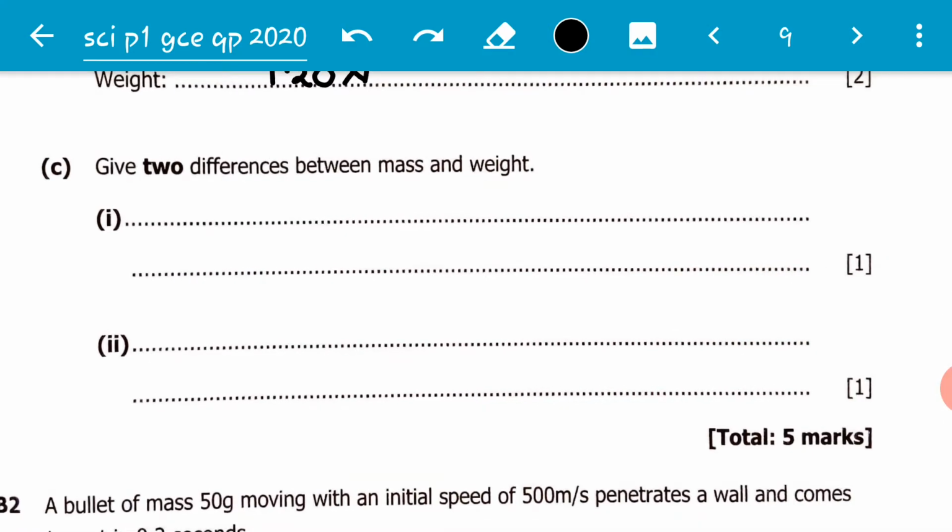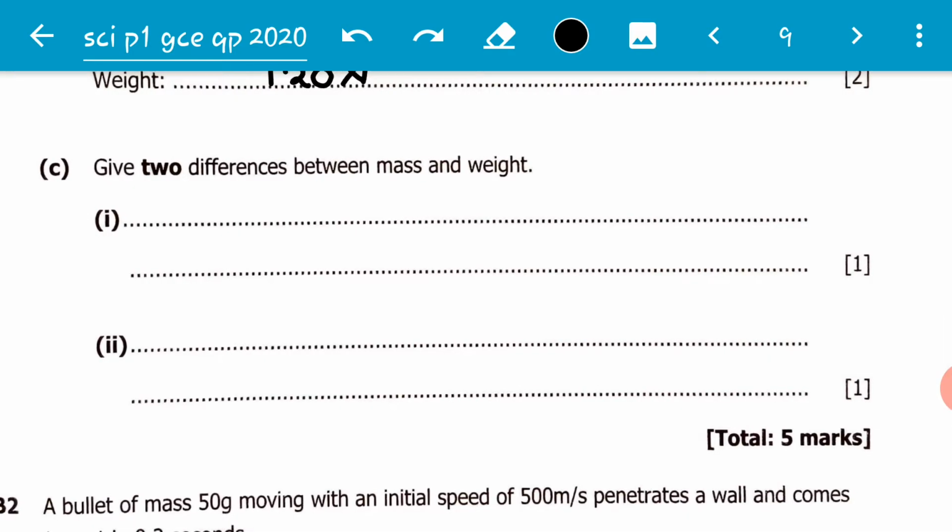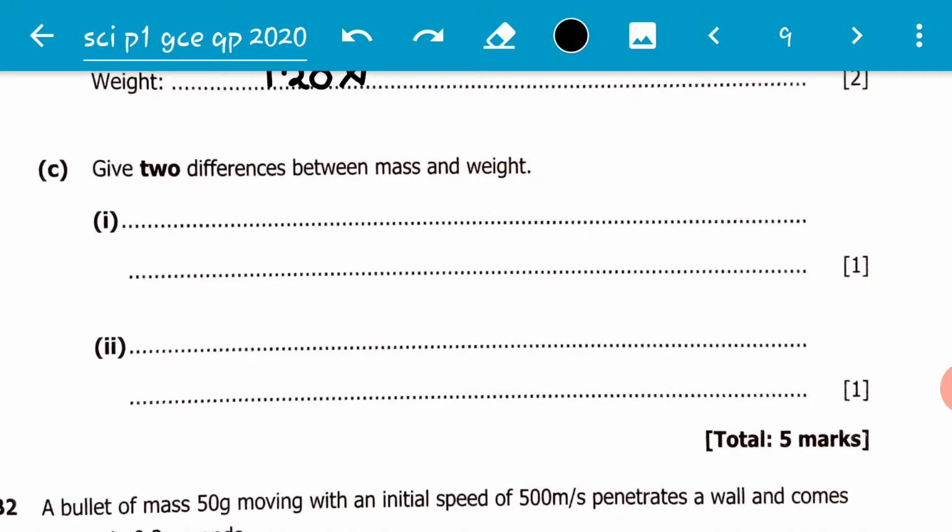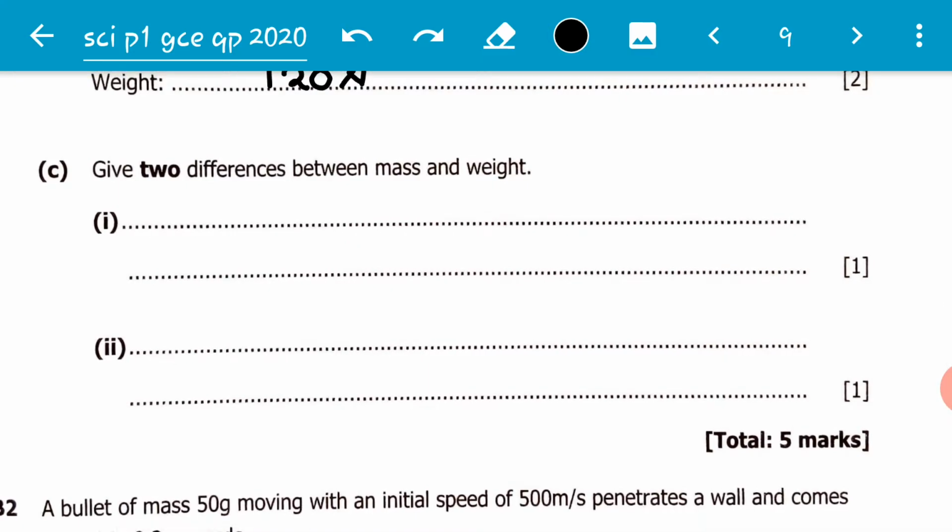Now, each time you write differences, this is a comparison statement. So you need to show that you are comparing the two things. You cannot write mass is a vector quantity while weight is measured using a spring balance. Automatically, there you get it wrong because you are comparing two different quantities. So any of the answers that I have mentioned above will score.